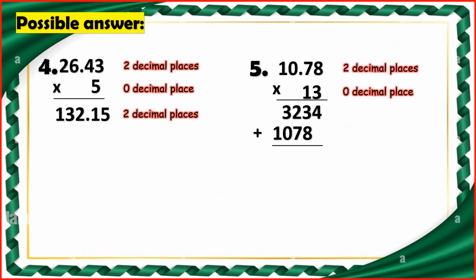3234 plus 1078. So the answer is 14,014. So we put two decimal places. So we put the decimal point two places to the left. So the answer now is 140.14.